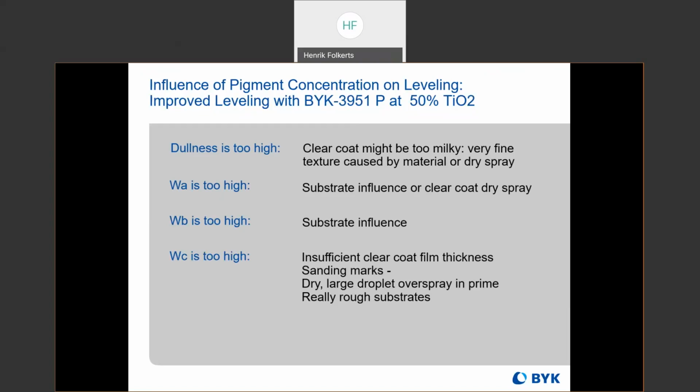WC too high could be caused by insufficient clear coat film thickness. We saw that in the previous slide, where as the clear coat gets thicker, those longer wave values are going to go down. So if it's insufficient, that can cause the WC to be too high. It could also be caused by sanding marks or the paint spray as well. And if WD is too high, that is, again, often an effect of insufficient clear coat thickness or a very rough substrate.